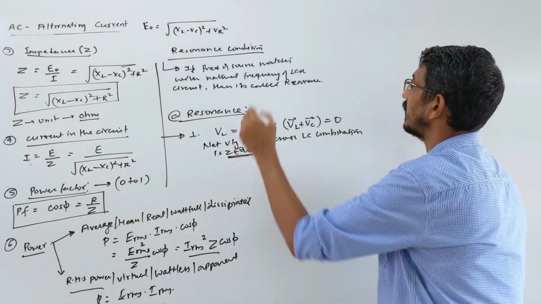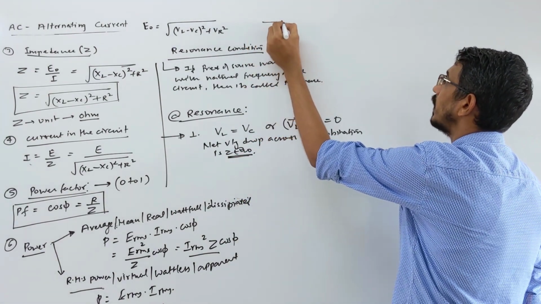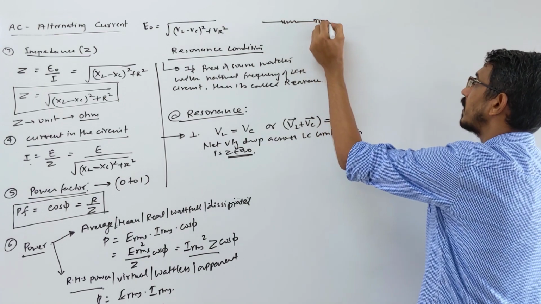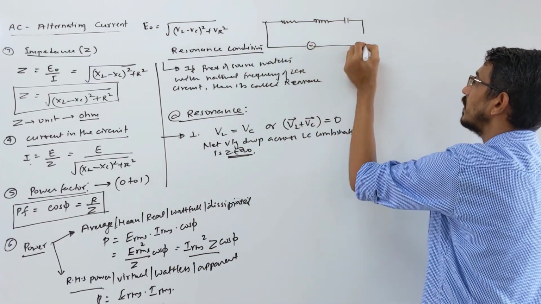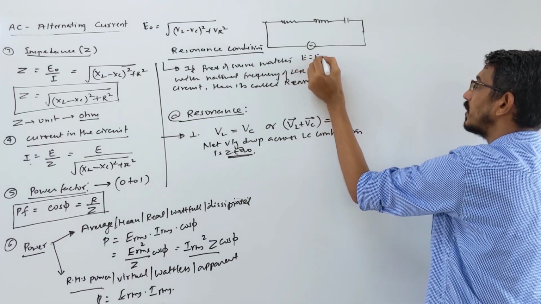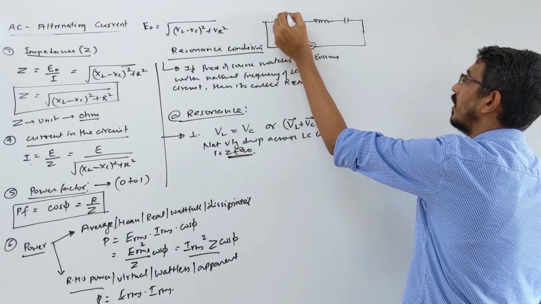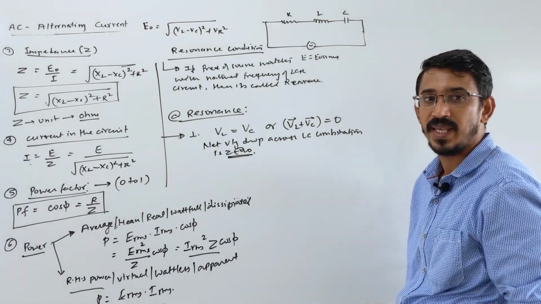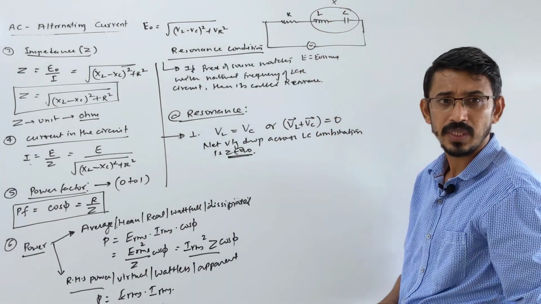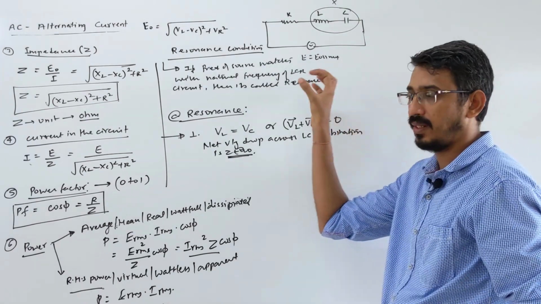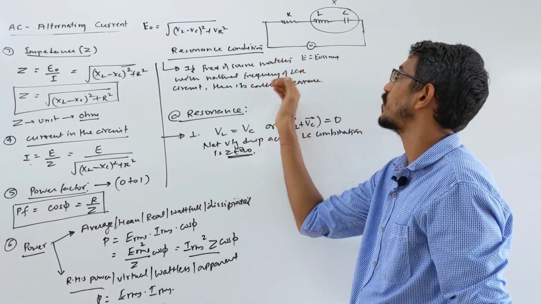So what happens? Look at the circuit. This is your resistance, this is your inductor, and this is your capacitor. And this is your supply voltage. We call E equal to E naught sine omega t, RLC. So what are we saying? The voltage across this LC combination is 0. It means all the voltage we are supplying from the source goes toward your resistance.